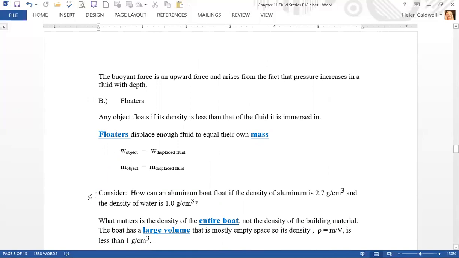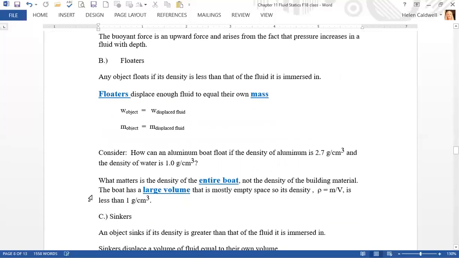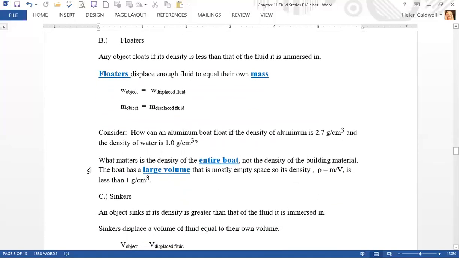So how do some things float when their densities are not less than the density of water? Aluminum has a density of 2.7 grams per cubic centimeter, and the density of water is only 1 gram per cubic centimeter. So why does an aluminum canoe float? Because the 2.7 grams per cubic centimeter is the density of the aluminum, not the density of the boat. To get the density of the boat, you would have to take the mass of the boat divided by the volume of the boat, and you would find out that if your canoe floats, the density of the canoe is less than 1 gram per cubic centimeter.